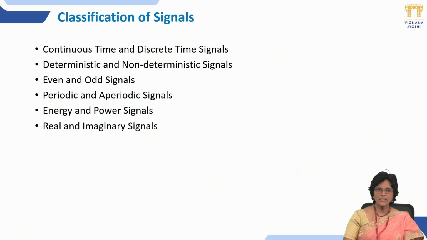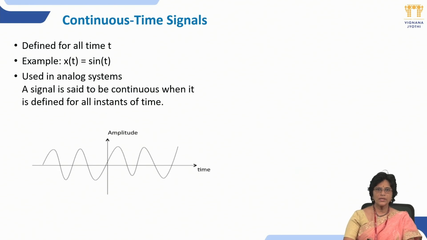So signals are basically classified based on all these things: continuous time, discrete time signals, deterministic and non-deterministic signals, even and odd signals, periodic and aperiodic signals, energy and power signals, real and imaginary signals. Continuous time signals are defined only on continuous time. For example, x of t equal to sin t. Sometimes we call this signal an analog signal also.